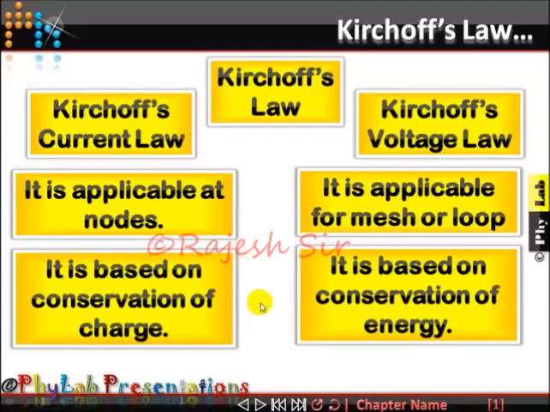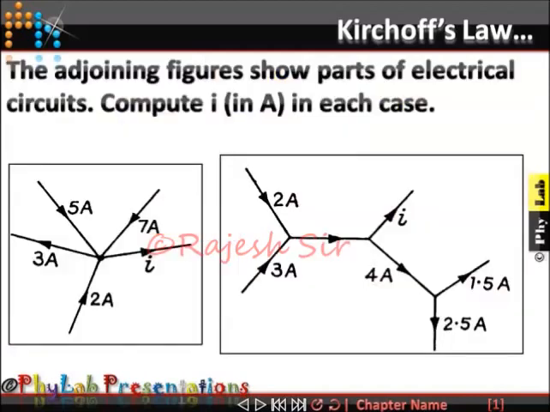I would like to highlight over here that the conservation laws on which Kirchhoff's laws are based are very useful for the ISC examination. You would often get a 1 mark question stating on which conservation law Kirchhoff's current law is based, or on which conservation law Kirchhoff's voltage law is based.